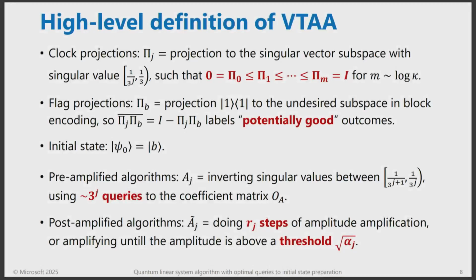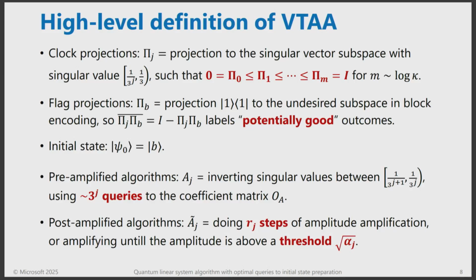Okay, so let's talk about VTAA. So here are some terminologies. First, we have something called a clock projection. It's projecting onto the singular vector subspace from some constant value down to some very small singular value, so let's say 1 over 3 to the j. And these projections are increasing. So at the beginning, you have nothing. But then you have larger and larger projections. And at the very end, you have the entire space.